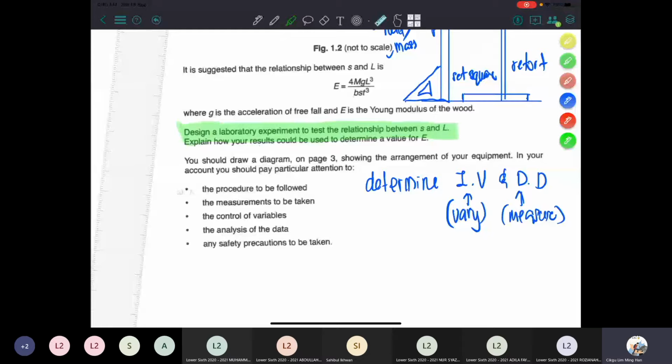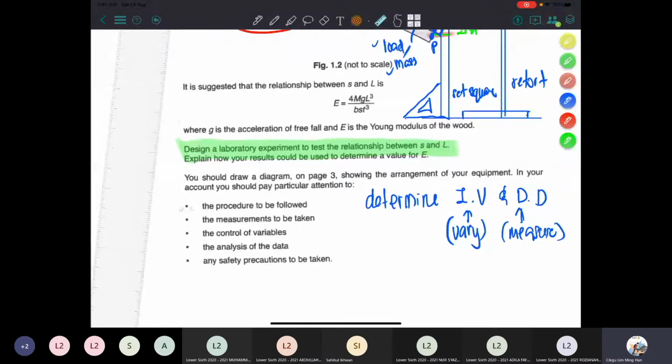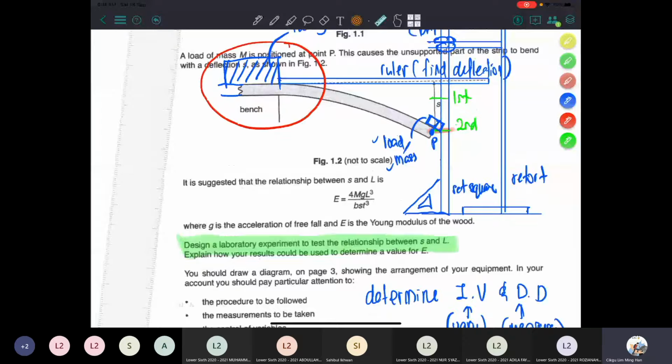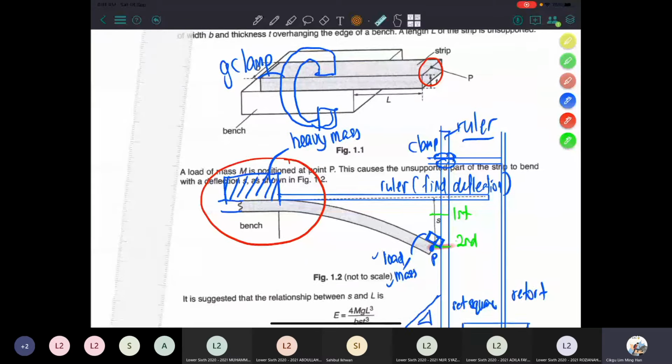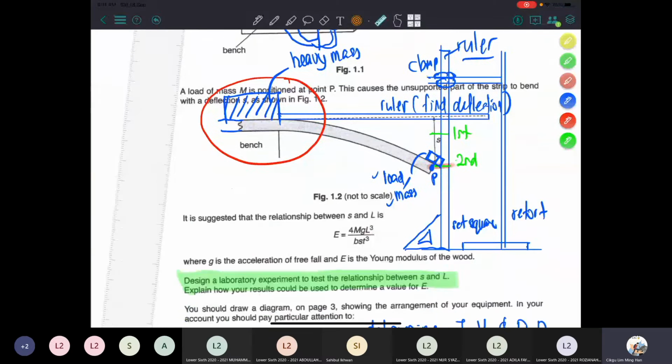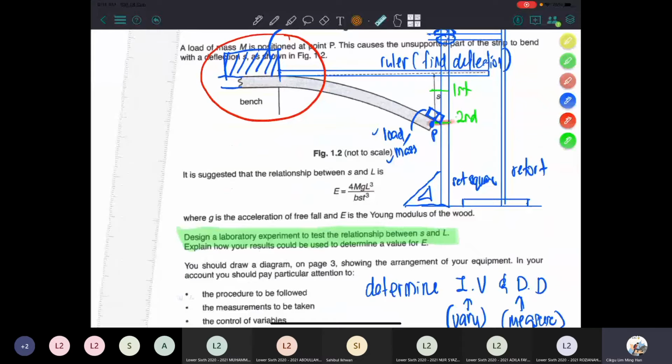Okay, so you need to read this statement carefully. There are S and L in this statement here. So that means these must be the independent variable and the dependent variable. So how do I know which one? You need to read the front page again. This student wants to investigate the bending of a loaded wooden strip. A load is positioned, and this causes the strip to bend. Okay, it didn't say much.